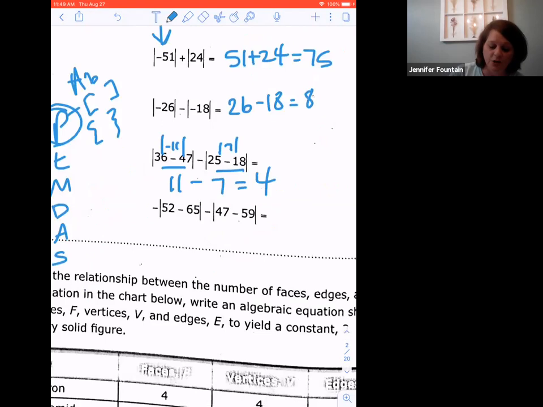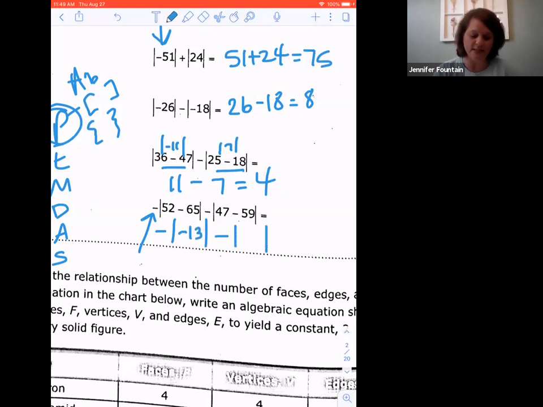Then finally here, I've got a negative on the outside. The way I read this is the opposite of the absolute value of 52 minus 65. So the first thing I've got to do is keep my negative sign there, and simplify 52 minus 65. 52 minus 65 gives me a negative 13. I have my minus sign. Now I've got to solve 47 minus 59. 47 minus 59 is negative 12.